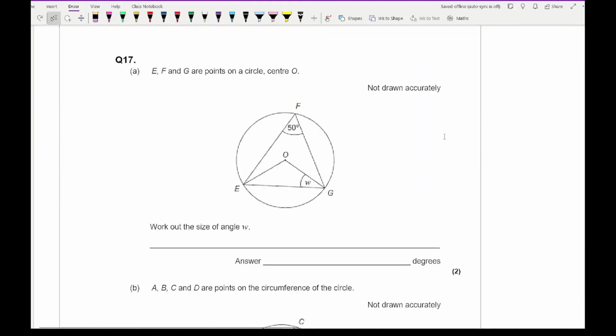Moving on to question 17, it says E, F and G are points on a circle with centre O. Work out the size of angle W. Well, again, looking at circle theorems, this angle here is going to be 100. It's an arrowhead. And this triangle EOG is an isosceles triangle because those two sides are the radius. So then to work out W, it's going to be 2W plus 100 equals 180, and so 2W equals 80, so W equals 40 degrees.